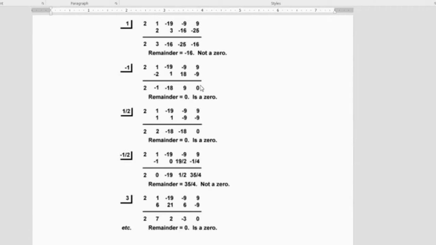Negative 1, however, has a 0 remainder, so it is a zero. 1/2 also has a remainder of 0, so it is also a zero of this equation. Negative 1/2, however, is not. Positive 3 is, and they put etc. here. They don't show us all of them, but they also find out that negative 3 is. So this actually ends up with 4 different roots.